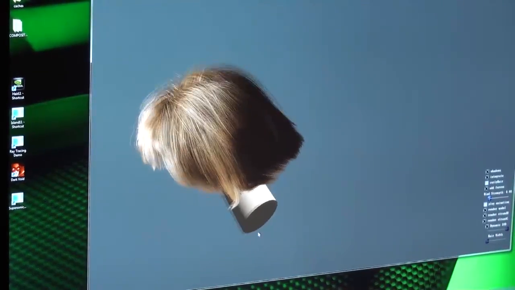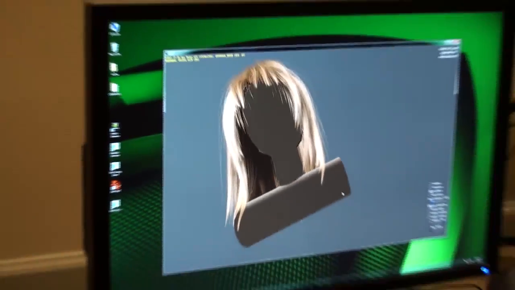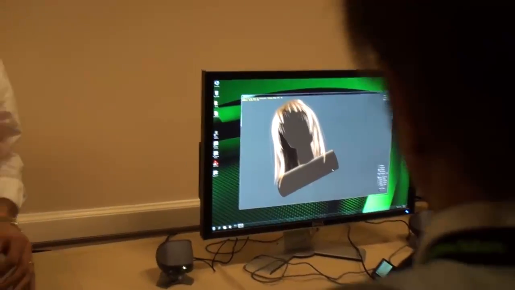So, any questions about the hair? Okay, we have a lot of stuff to cover, so perhaps we should get back to it.